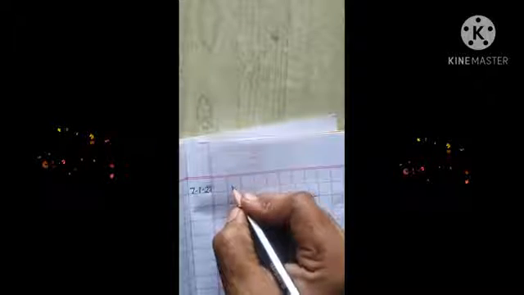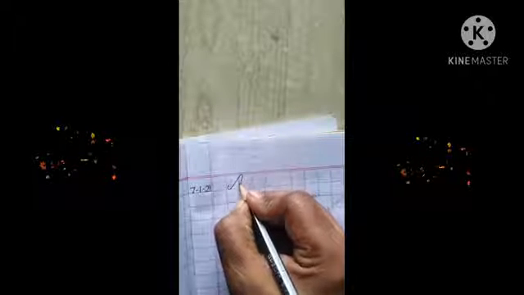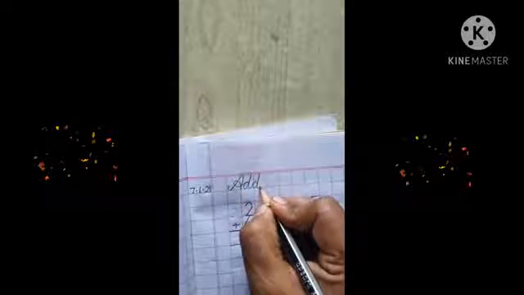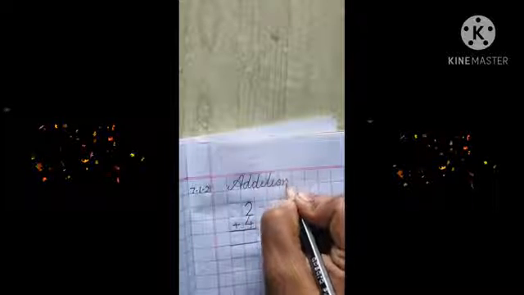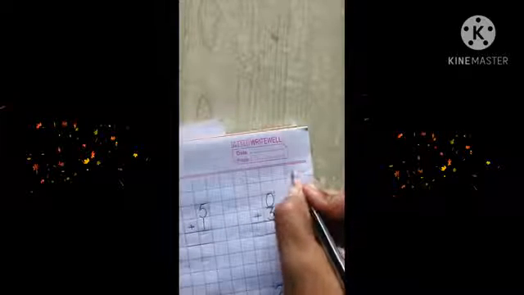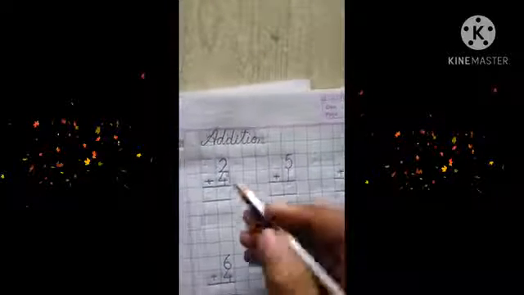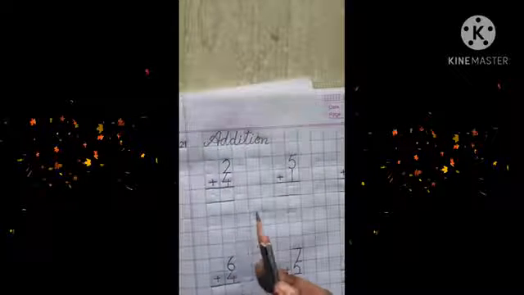And now we will write the heading. The heading is addition. A, D, D, I, T, I, O, N. Addition like this. And here we will write CW, that means classwork. Okay, and like this you will write some questions in your copy.